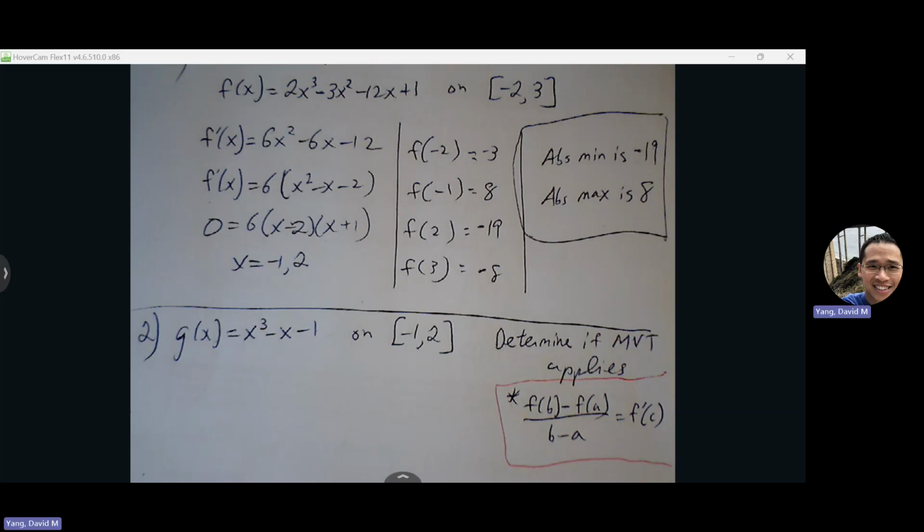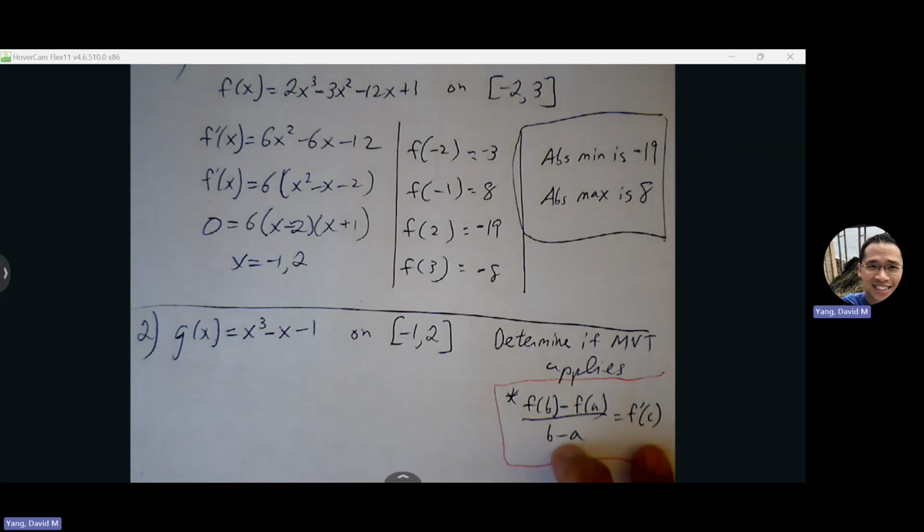Okay, good with one. All right, number two, we have g of x, determine if mean value theorem applies. And we want to make sure we state our conditions, right? We have two conditions for mean value theorem and Rolle's, continuity and differentiability. So practice writing those statements out. And then after that, you're just making sure you're going through your process.